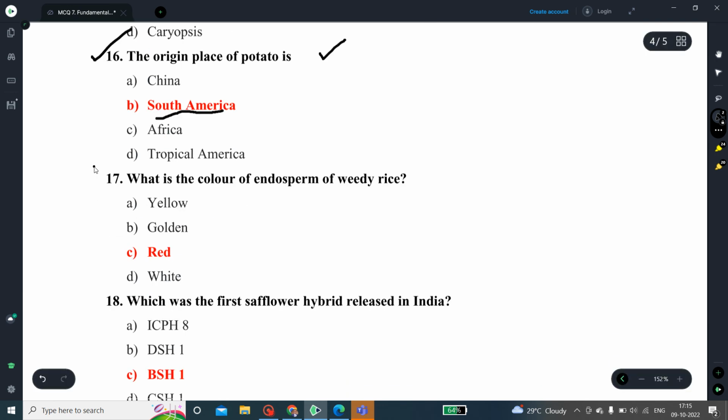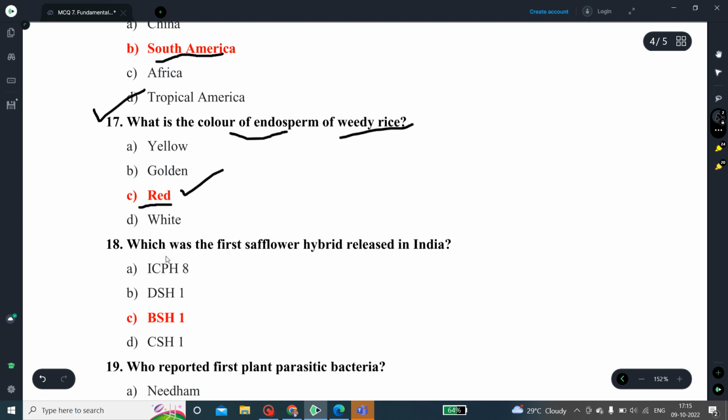And the 17th question is, what is the color of endosperm of VD rice? We used to call it red rice, and that is the exact color of the VD rice when compared to the normal rice.